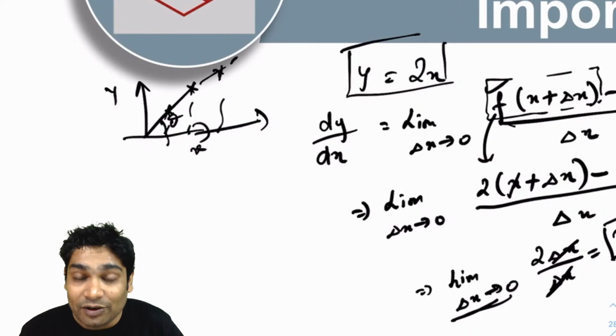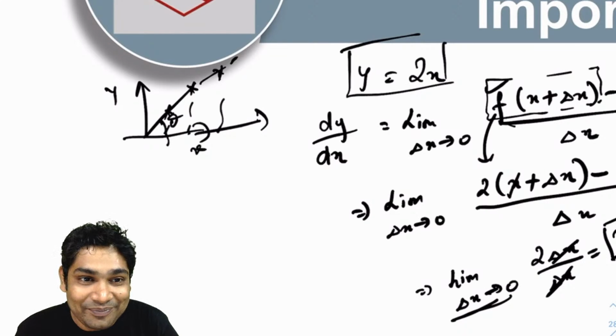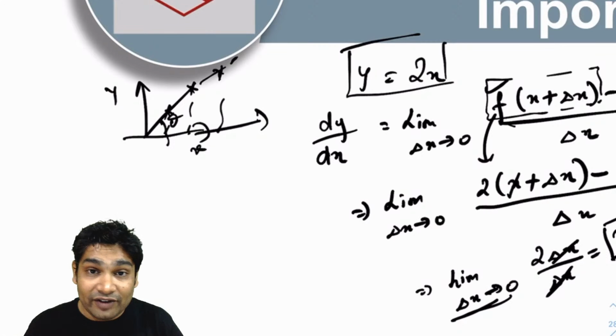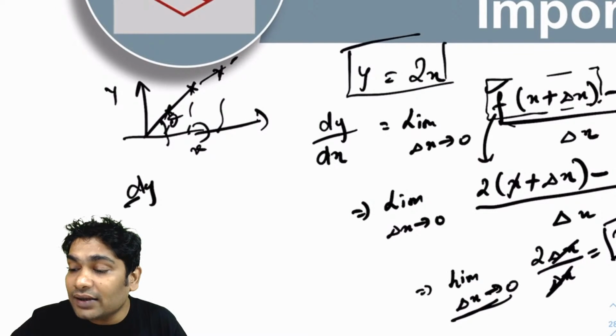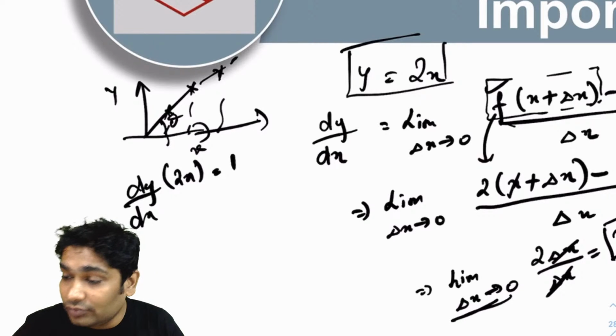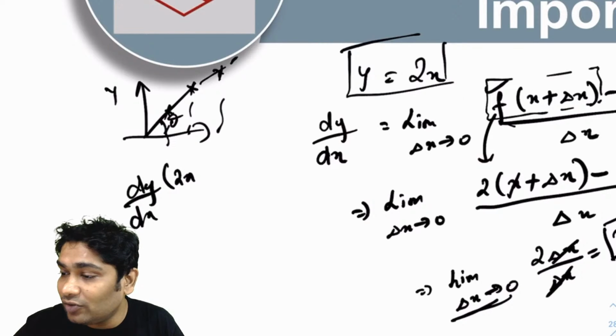So that is what we are trying to do. We were trying to make a very small straight line, and if I can find the average slope of that straight line, I know the instantaneous slope will be the same. So here we have proven that. So from here I can say that dy by dx of 2x would be 2. Alright, I've just proven that result.